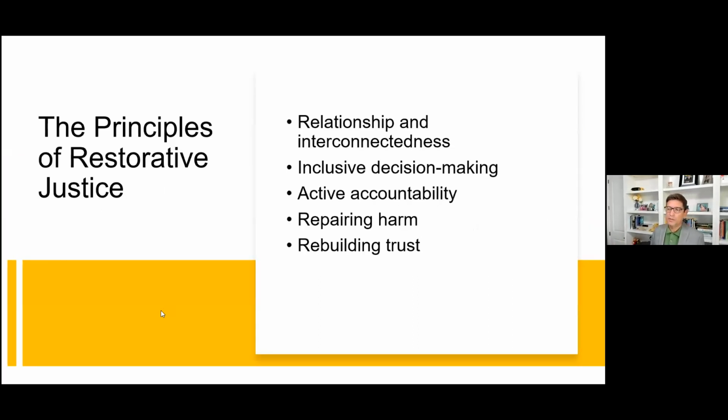So the principles of RJ, again, it's about relationships and the interconnectedness of people. And so we feel that when there's a conflict, there's a harm to someone, it's that broken relationship between those two people, and we try to get them connected, right? And so again, it's an inclusive decision making process. It's about active accountability. It's about repairing the harm, and again, the last bullet point there is about rebuilding trust, because sometimes that's not there.